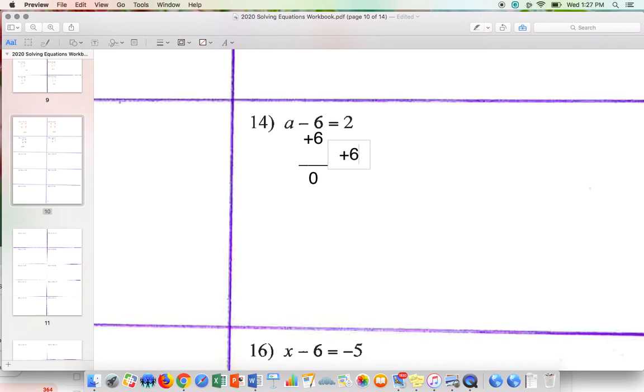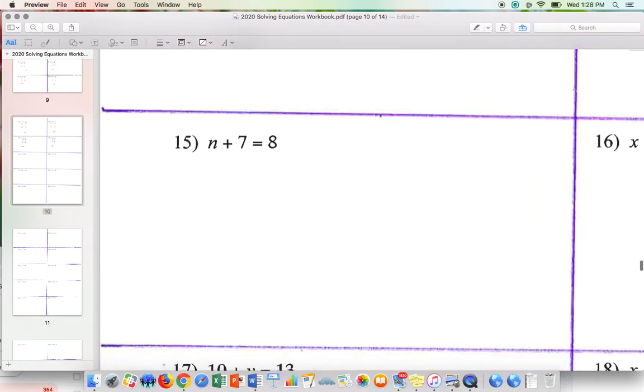We are going to add 6. And go ahead and put this into your calculator. 2 plus 6 equals 8. Okay, and then down here on the bottom, we are going to write our answer, and it will be A equals 8. Good job.